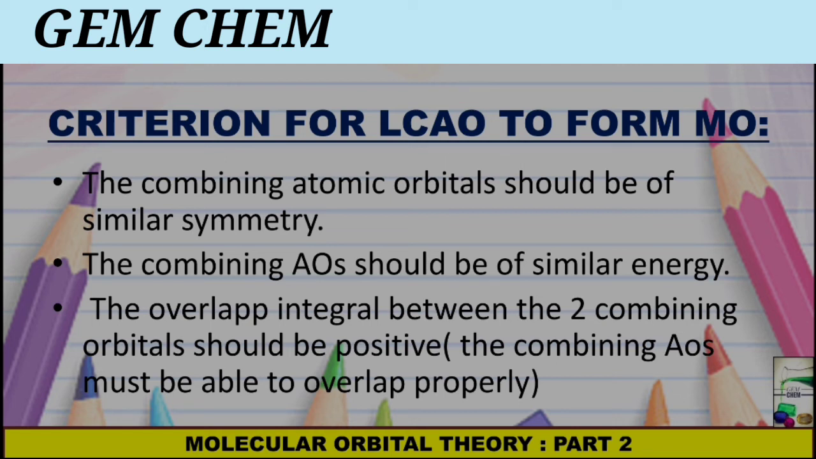Next we will deal with criteria for LCAO to form MO. Now you have to always remember that the combining atomic orbitals should be of similar symmetry. If they are not of similar symmetry, they cannot combine. And the combining atomic orbitals should be of similar energy for combination. Then, the overlap integral which we had talked about between the two combining orbitals should be positive. Why positive? The combined AOs must be able to overlap properly. If it is not positive, then overlap will not be proper.